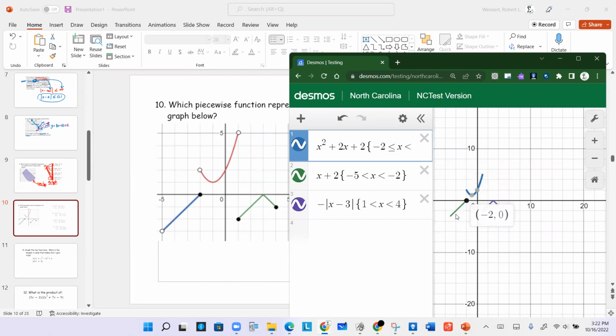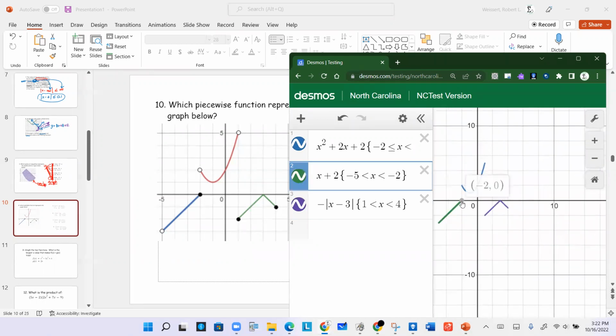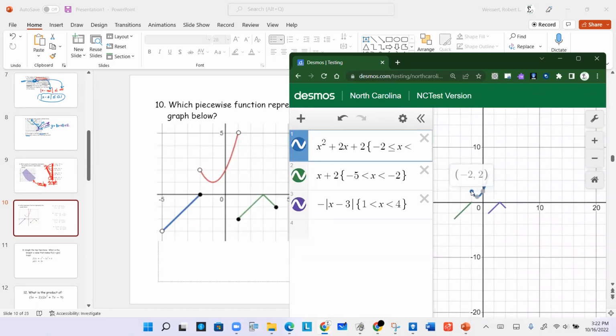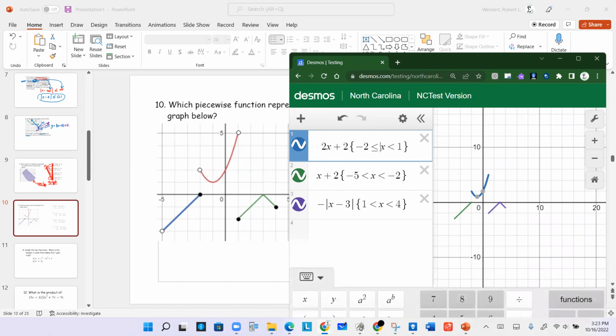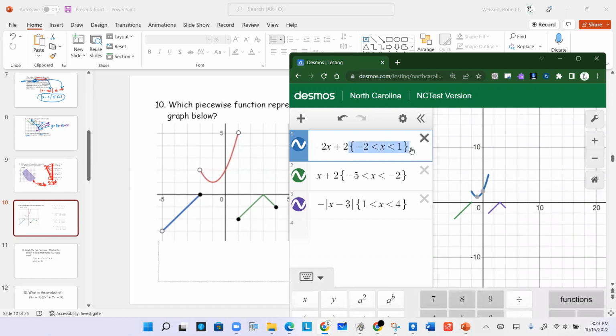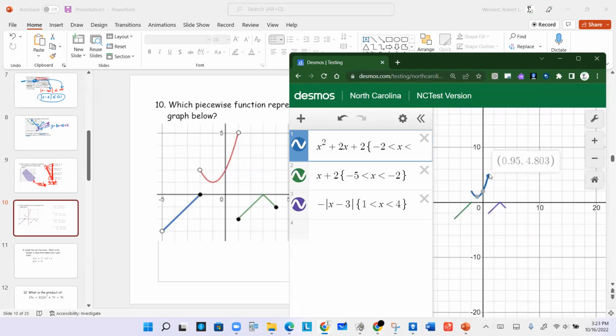That's simply coming from the inequality symbols over here. If you scroll over here, you got it closed, and right away you can see that that's not going to work. So we want this to be open here on the graph. So for this blue one here, which ends up being my quadratic, we need that to be just less than, not less than or equal to. If I click on it again, I get the open. And I want that to be 1 with the open circle there.